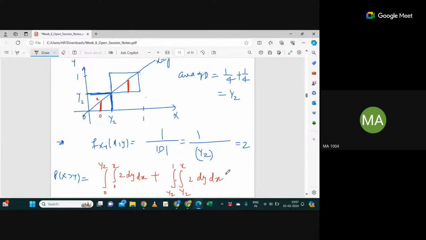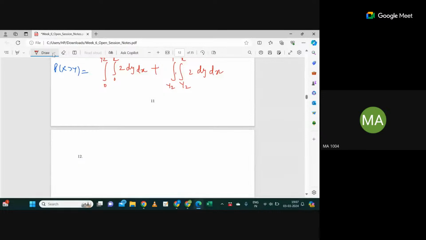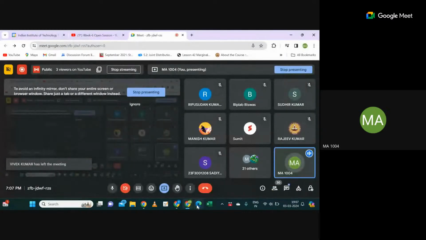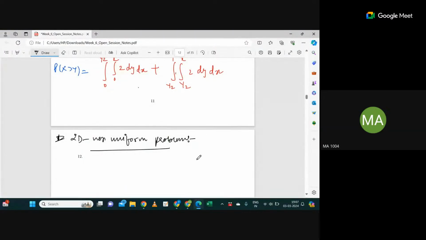Okay, so let's proceed to the 2D non-uniform case. Let's solve some problems related to 2D non-uniform. So far the idea is okay, right? Or any difficulty? Yes, no? So far good, sir. Good. Okay, great. Let's do some problems related to non-uniform.